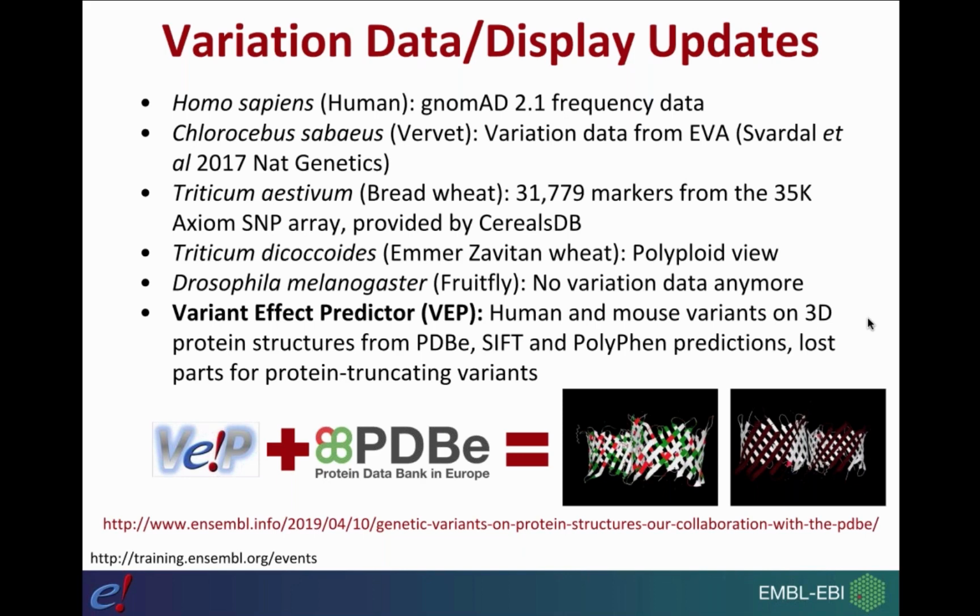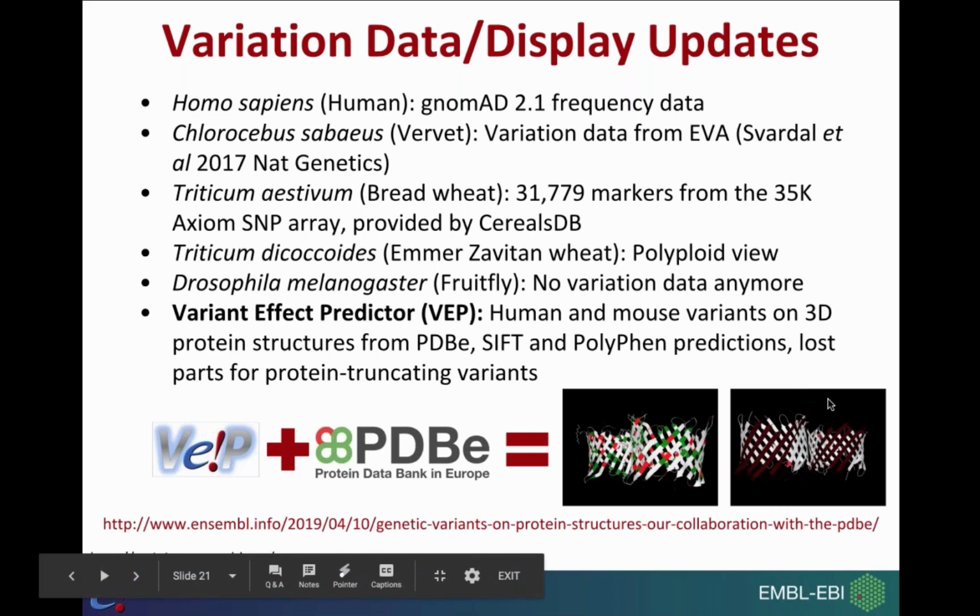Finally, and importantly, we also have made a change to the Variant Effect Predictor. This allows you now to view the results of your variant effects on protein structures. And these protein structures come from PDBe. You can not only view the location of the variants, but also the SIFT and PolyPhen scores, as well as the lost parts for the truncating variants, where the protein is grayed out, as shown in this picture here.